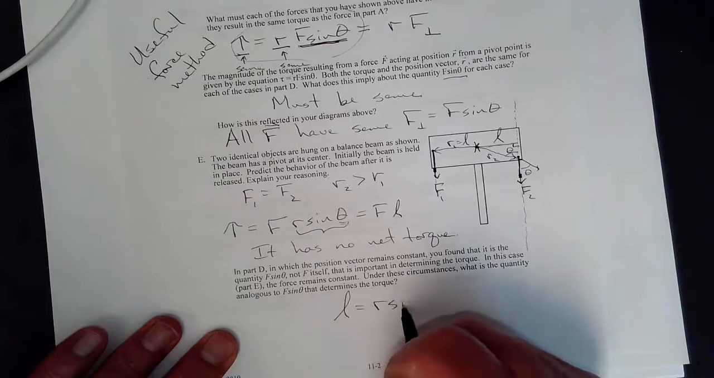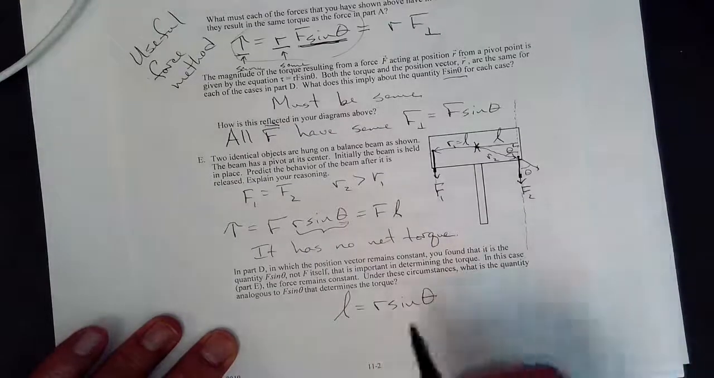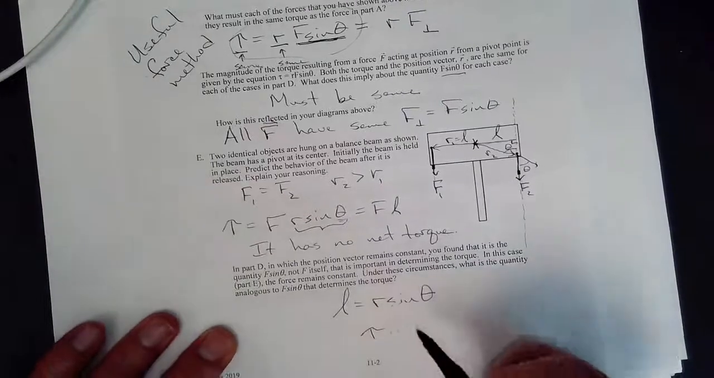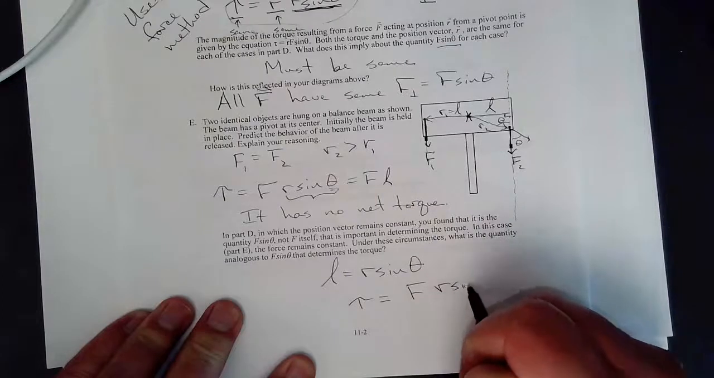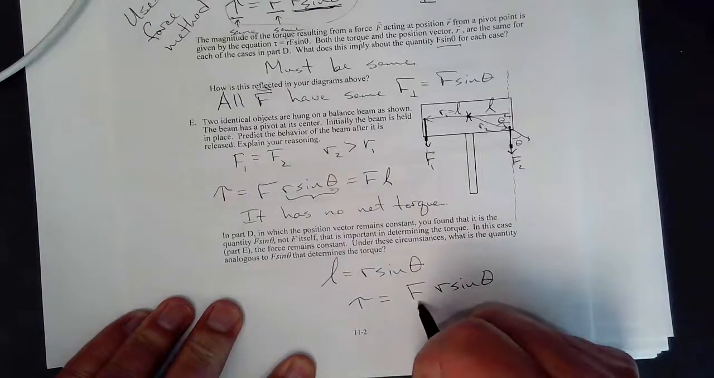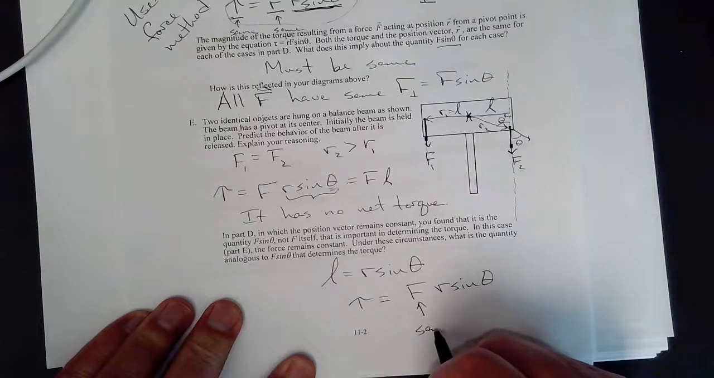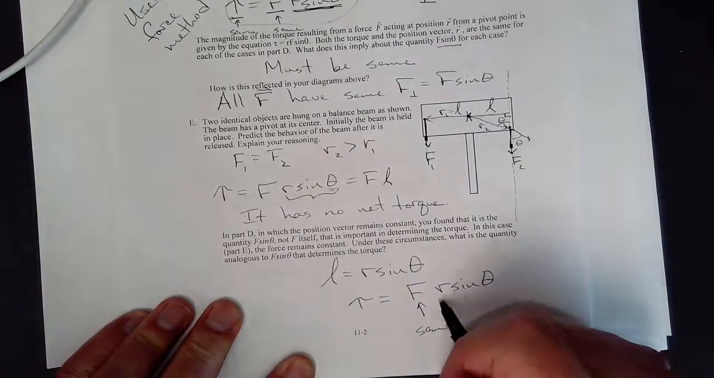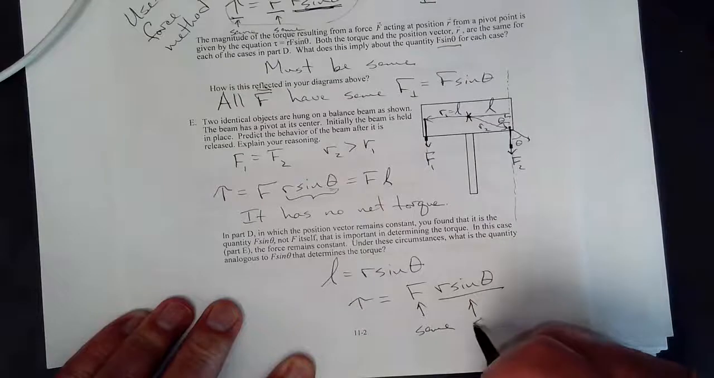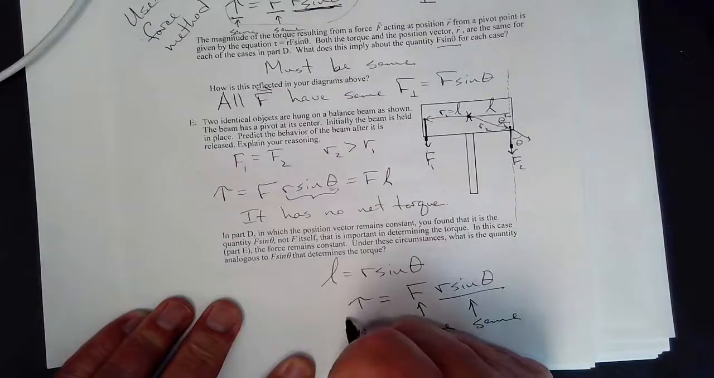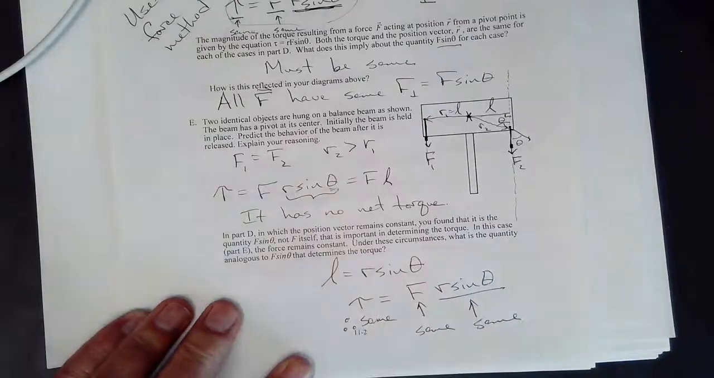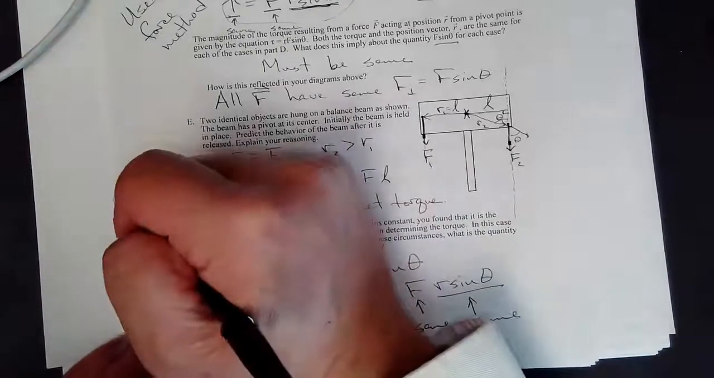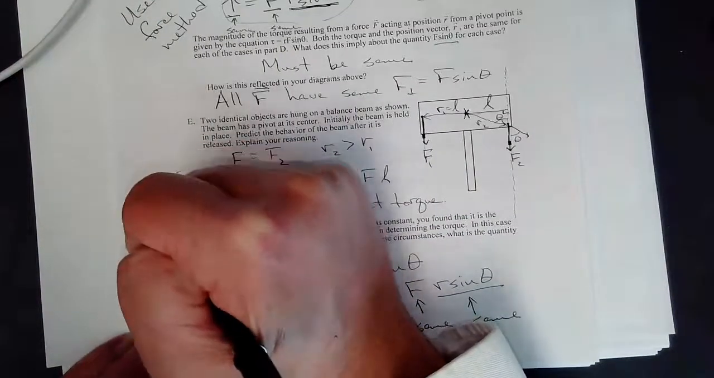Okay, so if the torque is force times R sine theta, then if this is the same for both cases, and this is the same, that means that this will be the same. Okay? And we call this the lever arm method.